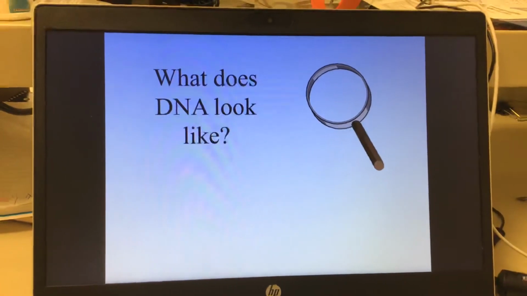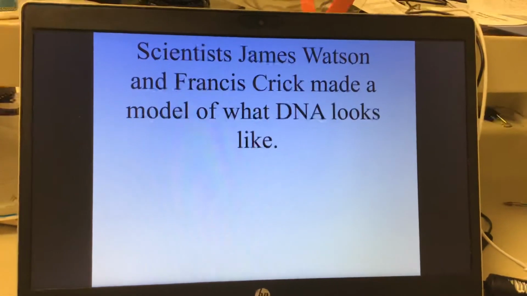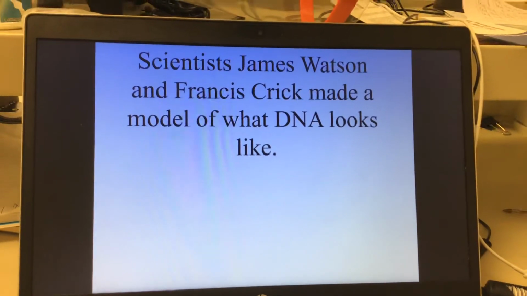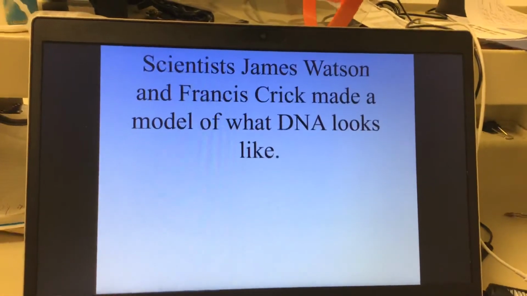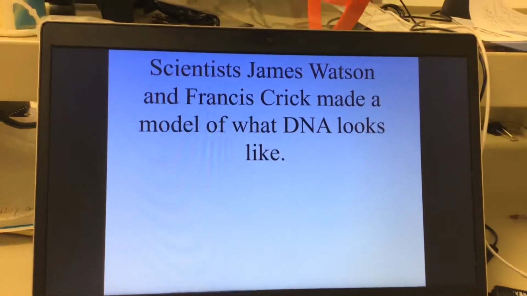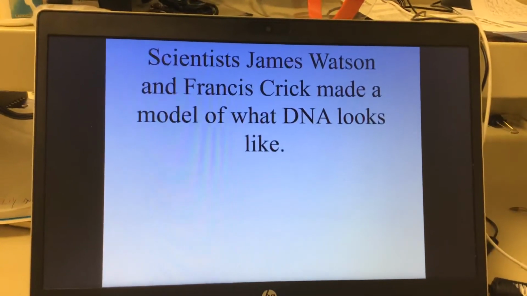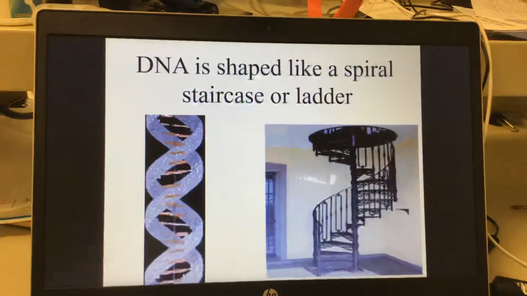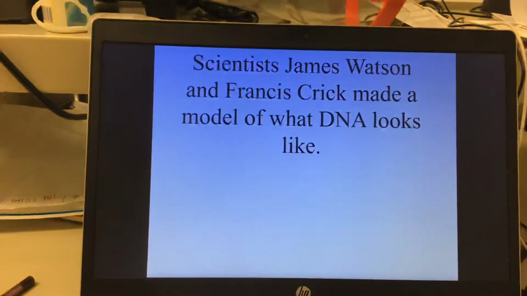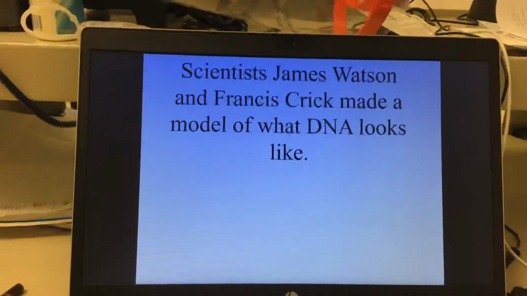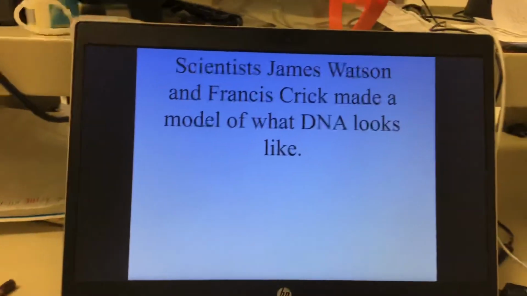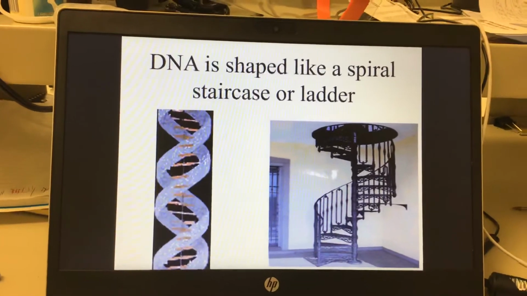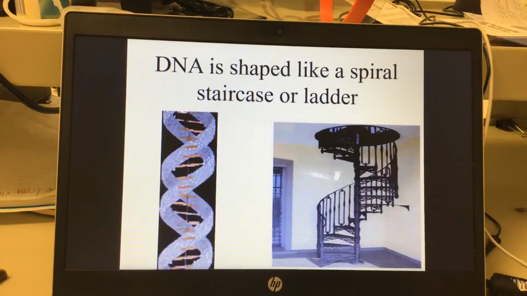What does DNA look like? Go ahead and write this down. Scientists James Watson and Francis Crick made a model of what DNA looks like. I believe they call it the Watson-Crick model. So Watson and Crick are the guys that get the credit here. They said that DNA is shaped like a spiral staircase or a ladder.